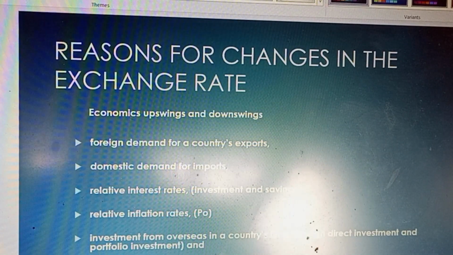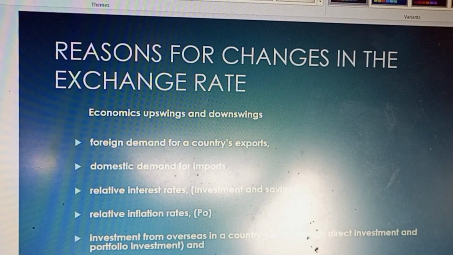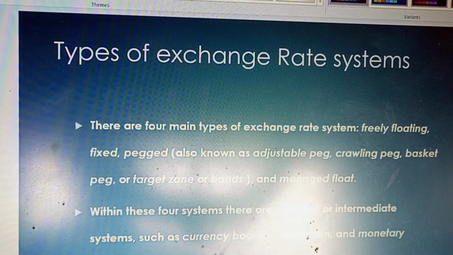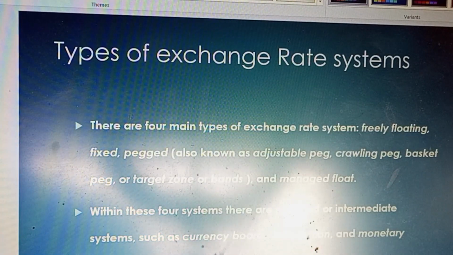Without much ado, I would like to proceed to the next one for today, which is actually the main topic for today. That is the types of exchange rate systems that we have. What are the types of exchange rate systems that we have? There are four basic types of exchange rates. The first one is the free floating exchange rate system. We also have the pegged exchange rate system, which is also known as adjustable exchange rate system, or crawling peg, basket peg, or target zone or bands, and managed float system.